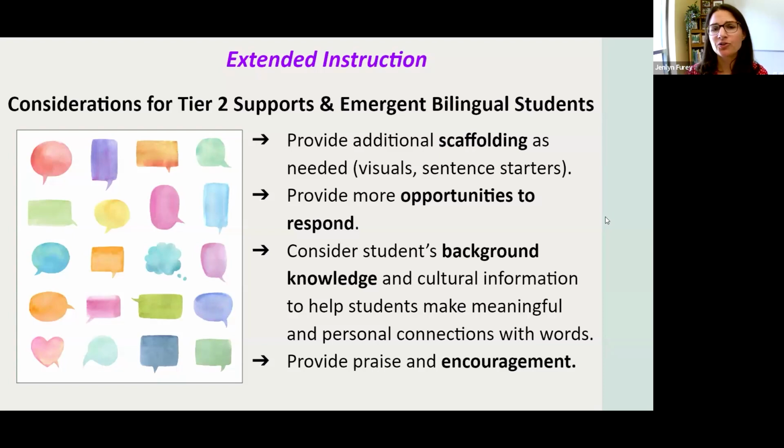Giving students in Tier 2 and emergent bilingual students more opportunities to respond, and really knowing our students, knowing their background knowledge, cultural information, knowing our students' interests. That's really going to help us to make this instruction meaningful when we're picking stock photos to use or examples to use. We can use examples that we know they'll get excited about and will help them to kind of stay engaged. And then important for all students, but especially students with underdeveloped vocabularies, is to make a point to provide praise and encouragement.